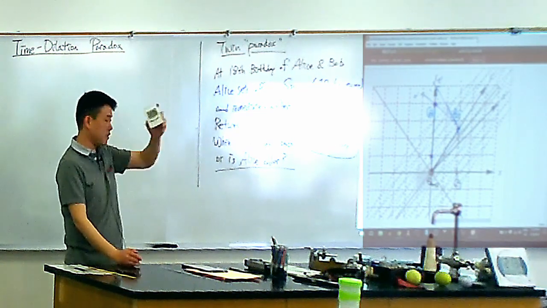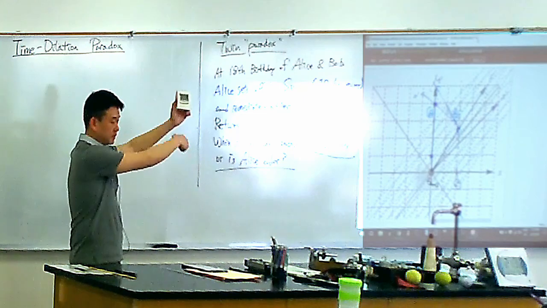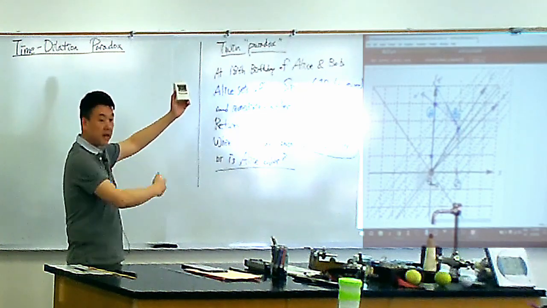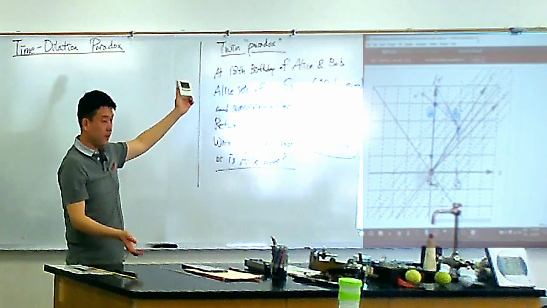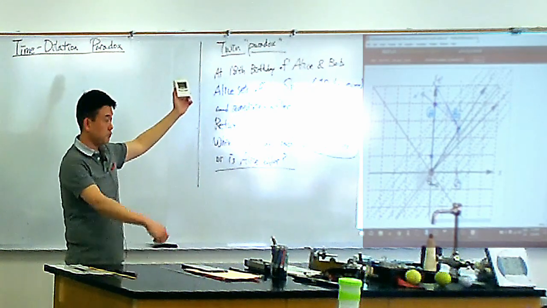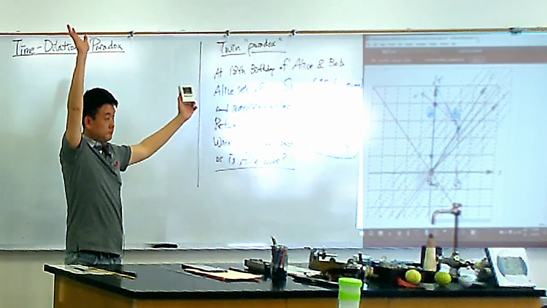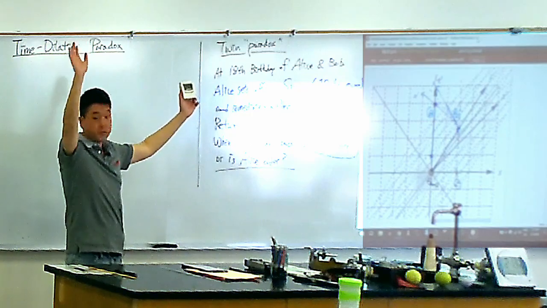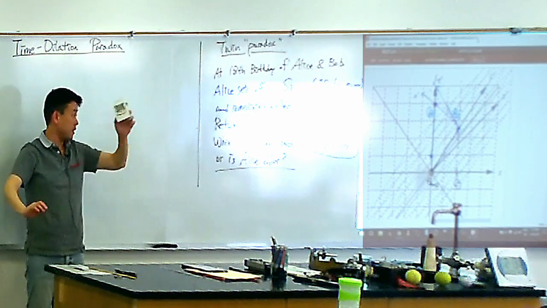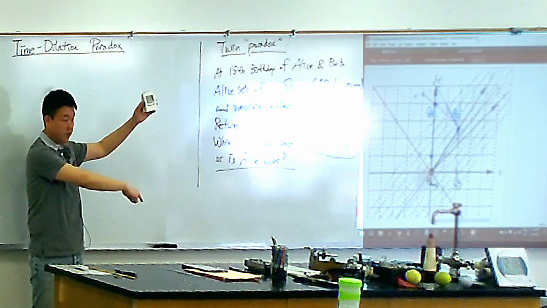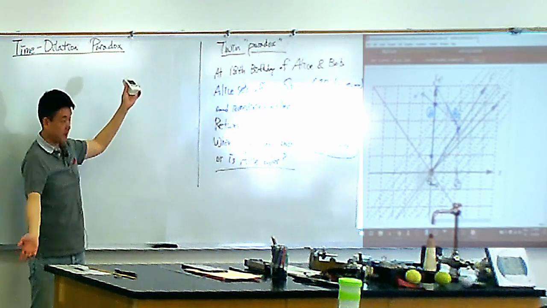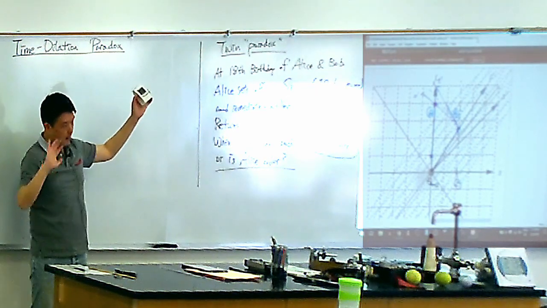So this moving clock takes 1 second of time to count down. What does Alice's clock measure? More than or less than a second? More than a second, right? That's the time dilation. Moving clocks are slow, so in the time it takes for this to count down 1 second, that clock counts down more than a second. So far so good.